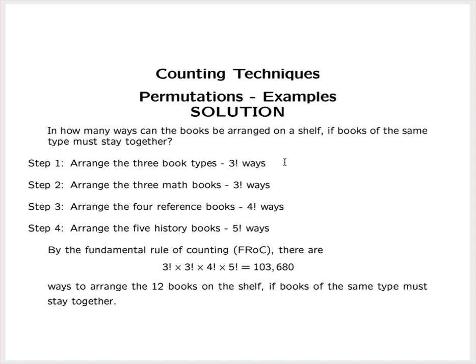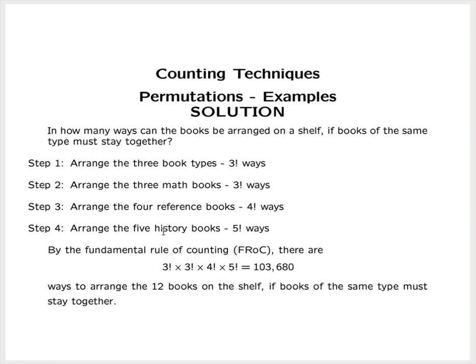Once we've arranged the types, then we're going to arrange the books within each type. And so step 2 would be arrange the 3 math books within its section. And because there are 3 math books, there are 3 factorial, or 3 permute 3 ways of doing that. Once we have the math books arranged, then we would arrange the 4 reference books within its section. There are 4 factorial, or equivalently, 4 permute 4 ways to do that. And then finally, we would have to arrange or permute the history books. There are 5 of those. And so 5 factorial, or equivalently 5 permute 5 ways of doing that.